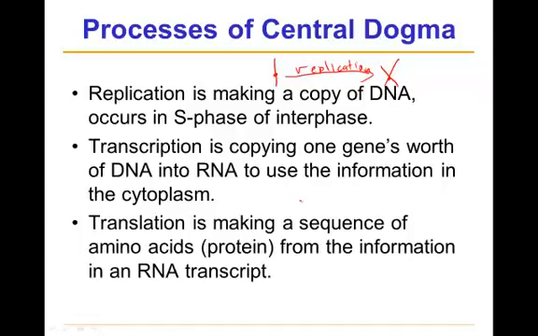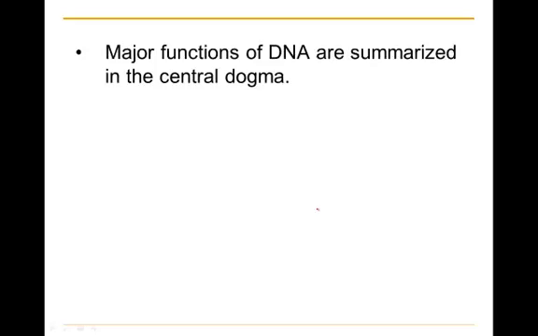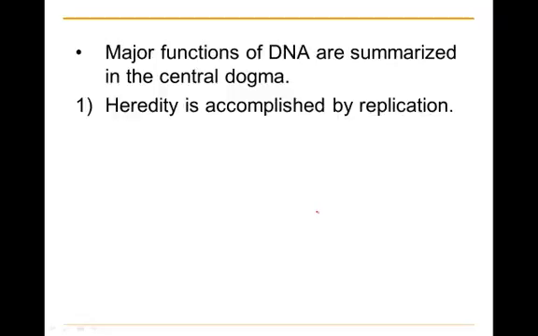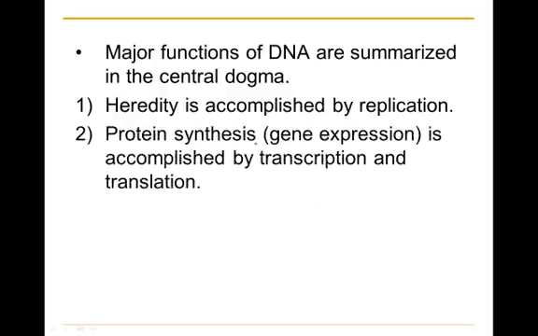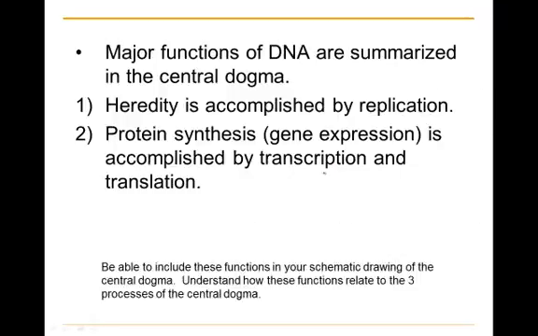And translation, we're going from one type of molecule, from nucleic acids, to another, to proteins. And so it's making a sequence of amino acids, that is a protein, from the sequence of nucleotides in the RNA transcript. And we also, in the central dogma, in addition to talking about those three processes, told you about the two functions, and so there they are. Heredity is accomplished by replication. Protein synthesis, gene expression, is accomplished by transcription and translation. And you should be able to include these functions in your schematic drawing, as I did earlier.